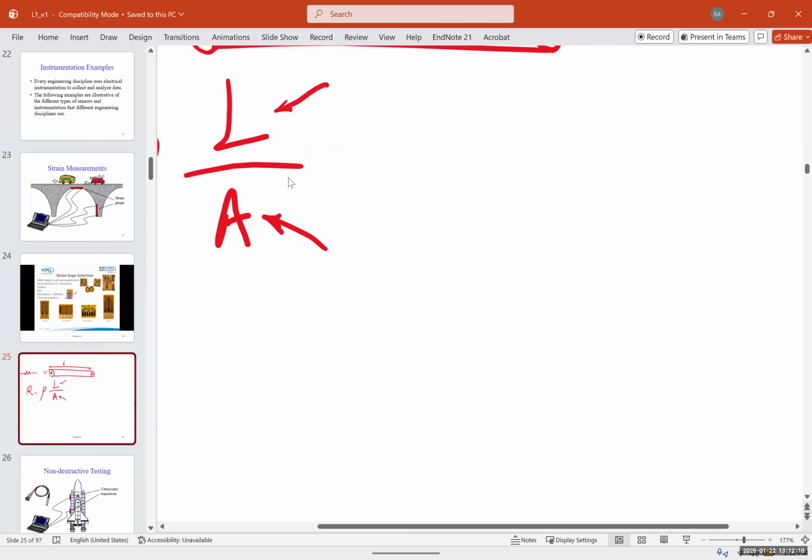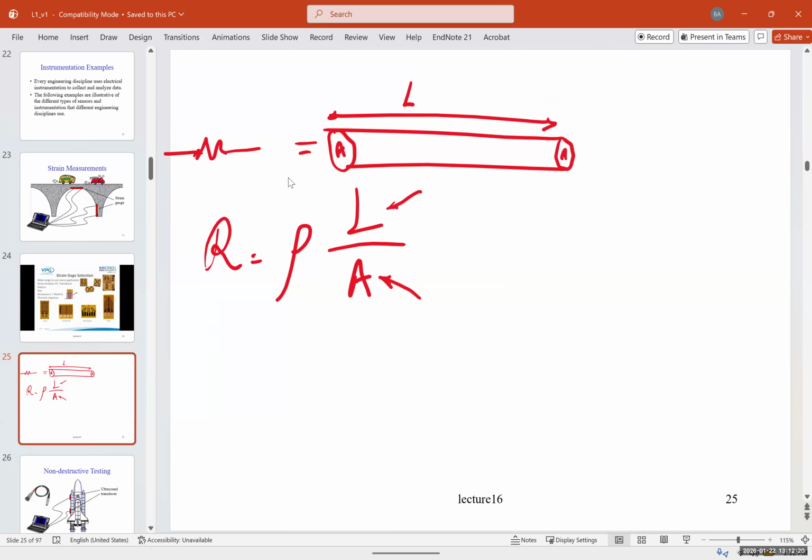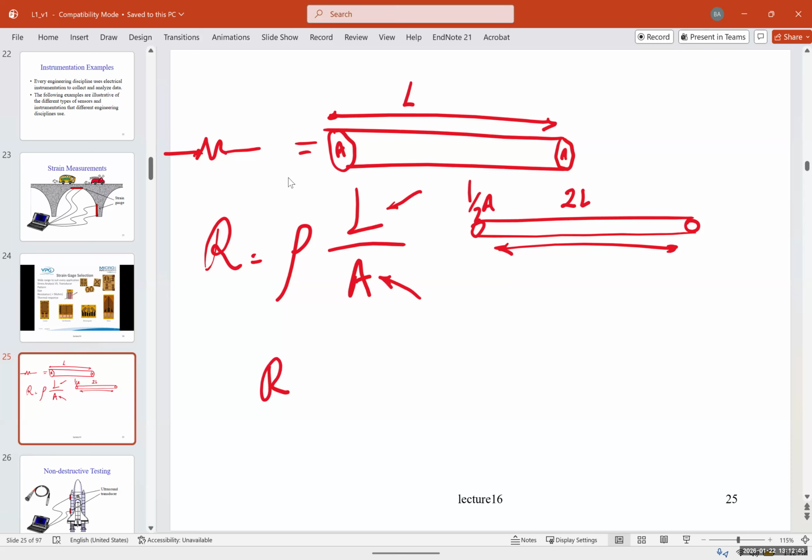So what happens is that you're pulling this wire, for example, and it becomes thinner and longer. So now you have a wire that, let's assume, becomes 2L, and A becomes half of the original A. So if L is 2L and A is half the original A, I'm going to call this R1, and this is going to be R2. R2 would be 4 times R1.